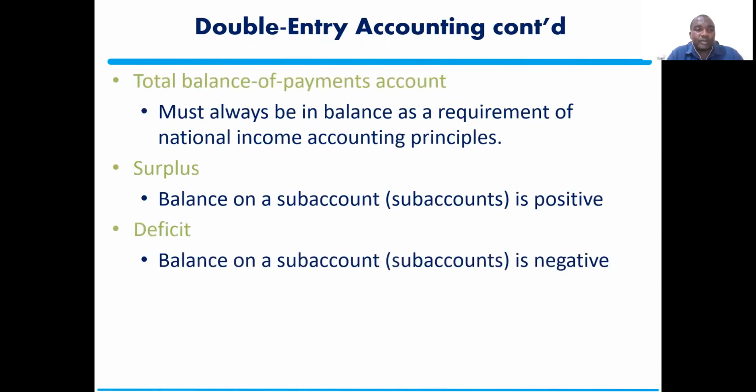So the total balance of payments accounts must always be in balance as a requirement of national income accounting principles or systems, like the UN System of National Accounts of 1993 and subsequent revisions. They stipulate that the balance of payments account must always balance. So a surplus is a balance on a sub-account or sub-accounts which is positive, and a deficit is the opposite of a surplus. It's a balance on a sub-account which is negative.